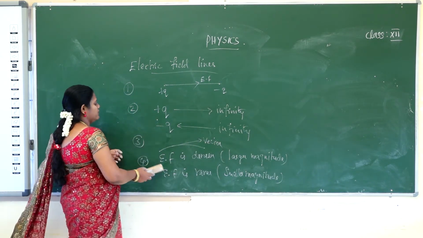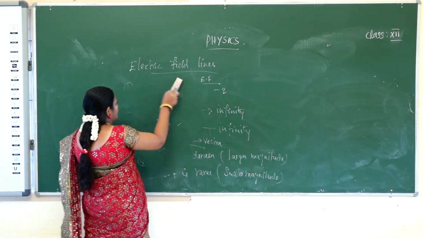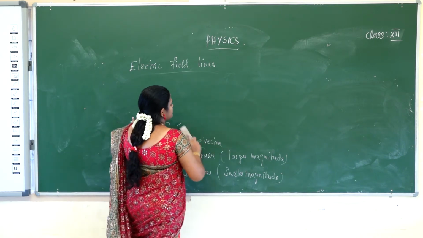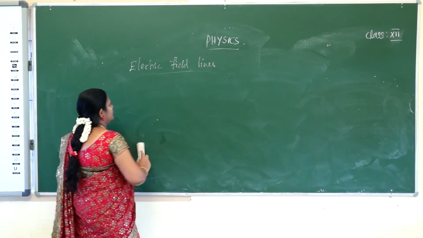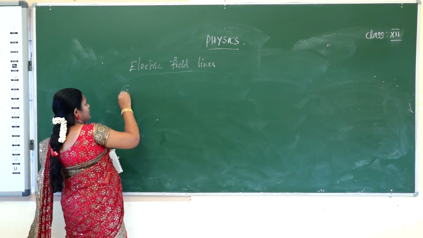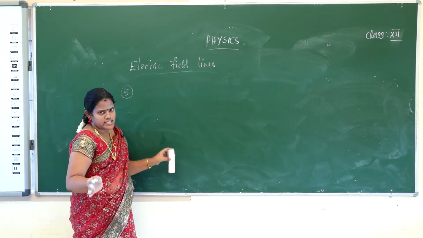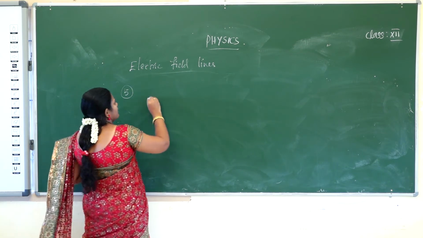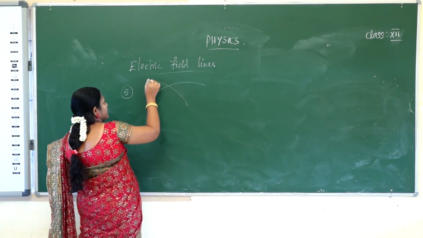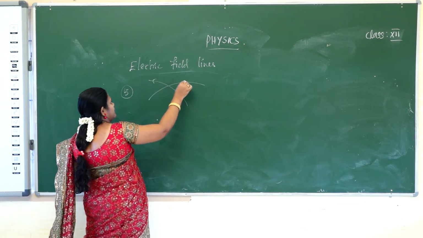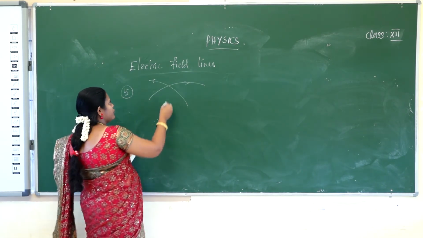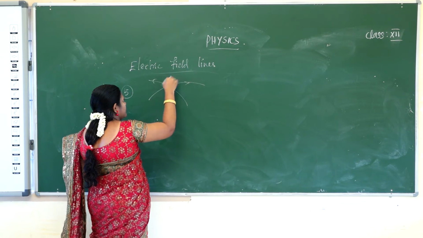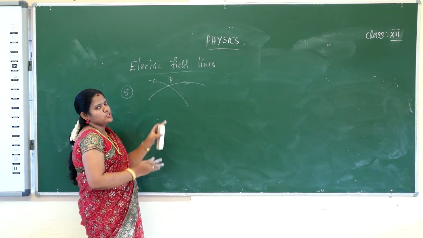And fifth point, electric field lines never intersect with one another. What's the meaning of that? One line goes there, another line goes there. Suppose two electric field lines intersect with one another, you would have to find the dipole moment P vector, and the P vector would have to choose two ways.